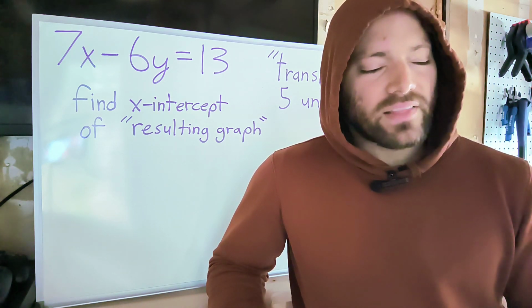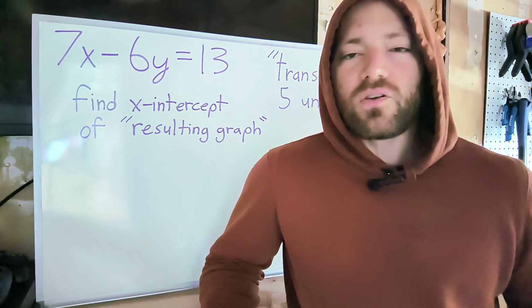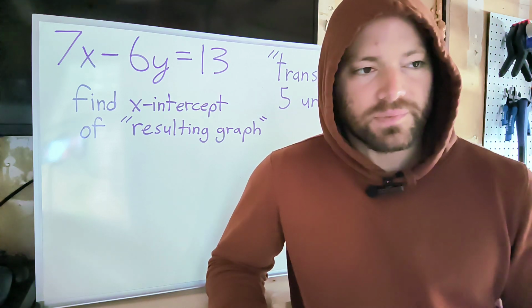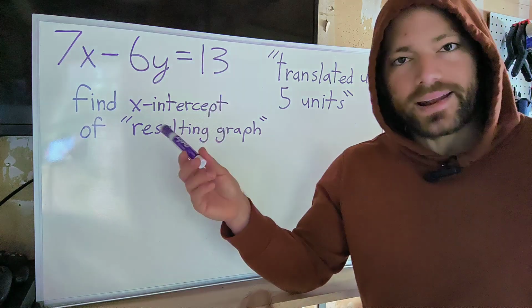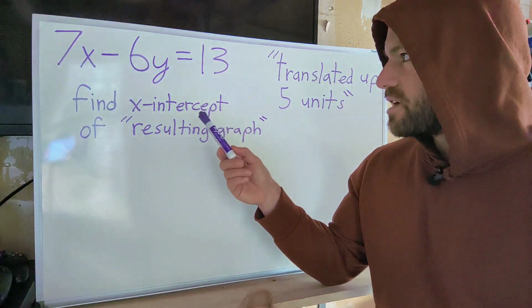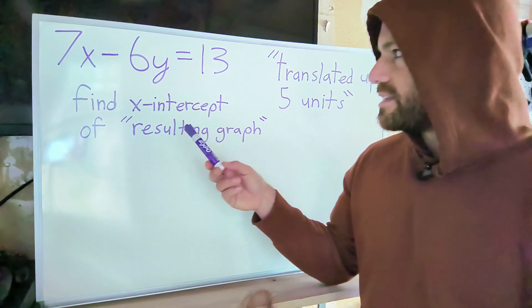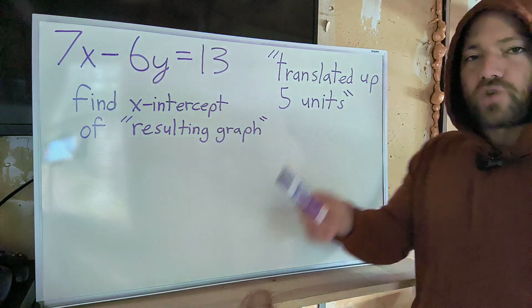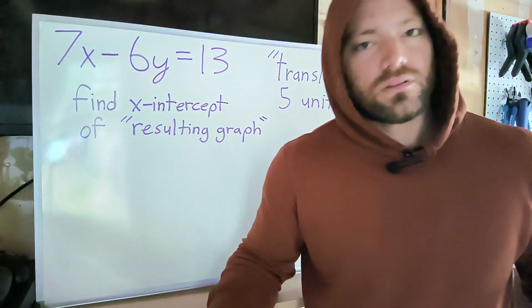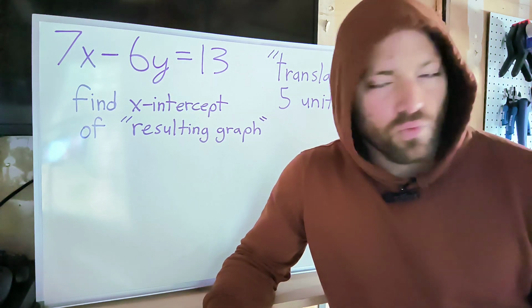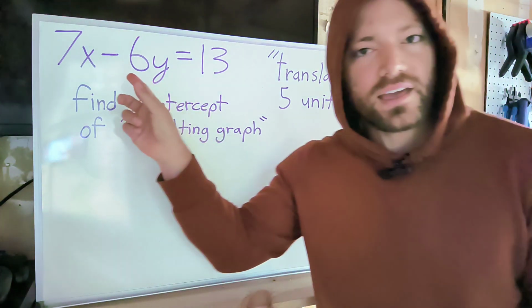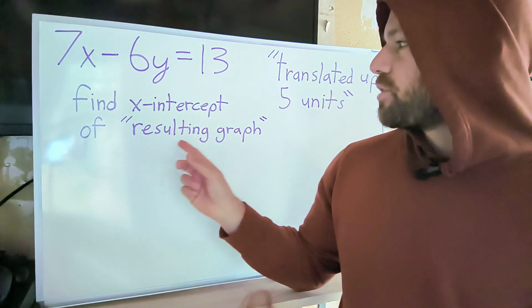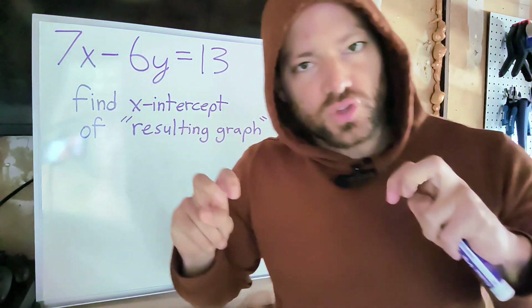And they like to, in their usual way, find creative, weird ways of asking about this concept. So I found an example that's kind of like this. I just wrote this question here to represent what they're asking for these days. They give us an equation like this, 7x minus 6y equals 13. And they tell us, oh, it's translated up 5 units, which, remember, just means we're moving it up. So we take this line and we move it up 5 units. So far, so good.